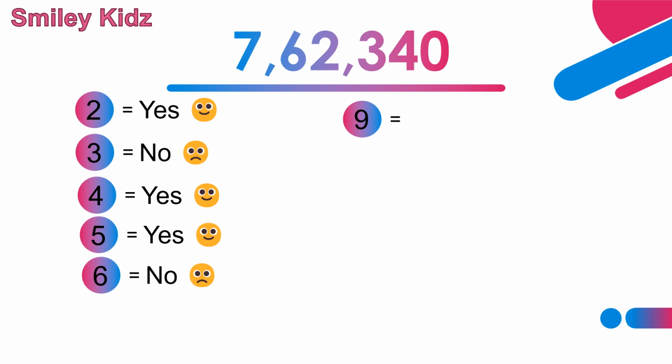Is 7,62,340 divisible by 9? The divisibility rule of 9 is if the sum of the digits is divisible by 9. So, when we add 7 plus 6 plus 2 plus 3 plus 4 plus 0, we get the answer as 22, which is not divisible by 9. So, 7,62,340 is not divisible by 9.